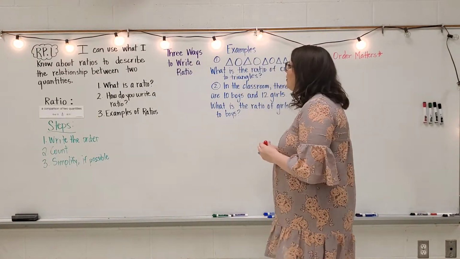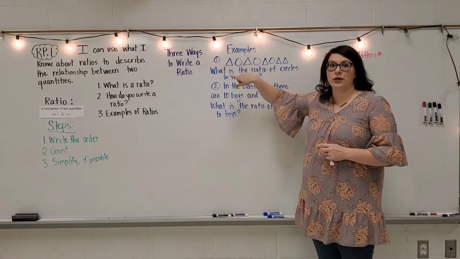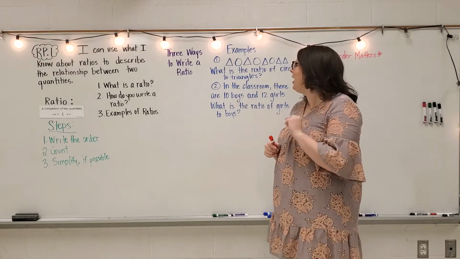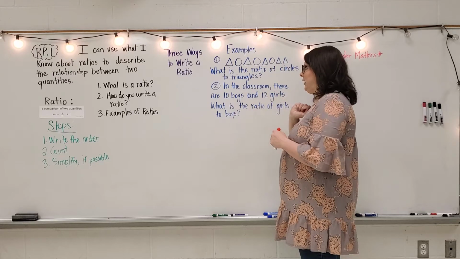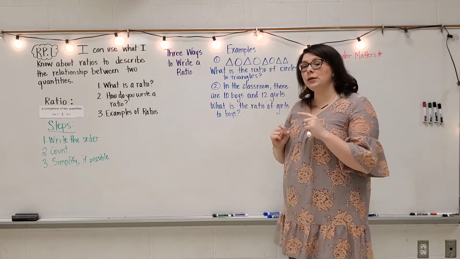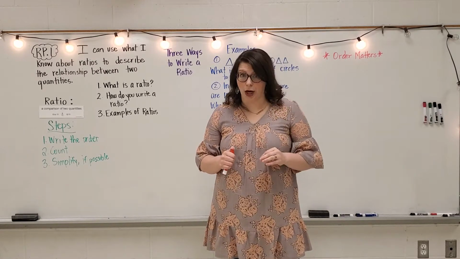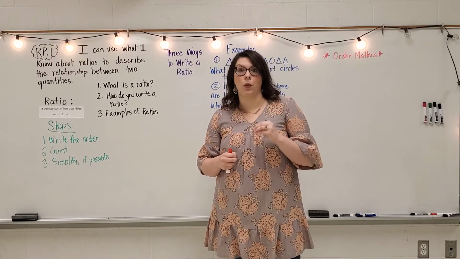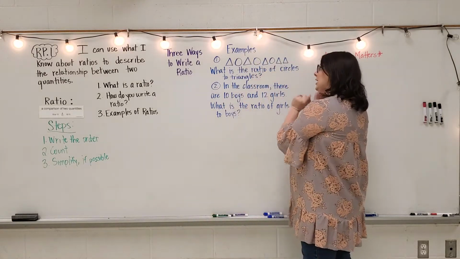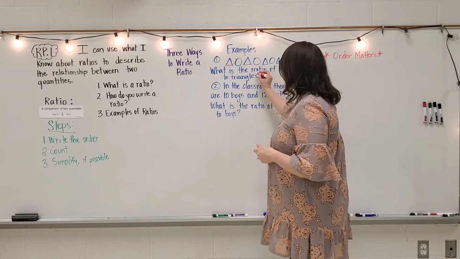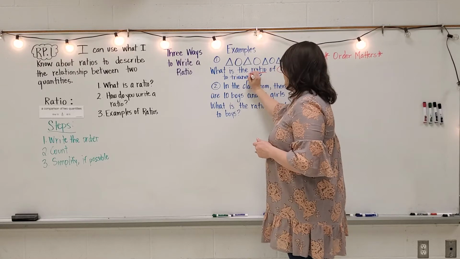So let's start with our examples. We have triangles and circles. Those are our two different quantities. And it says, what is the ratio of circles to triangles? Now, one of the most important things about writing a ratio correctly is understanding the order that the question is asking for the quantities to be compared. So, in this one, the first thing I'm going to do is say, okay, I'm looking for the ratio of circles to triangles.